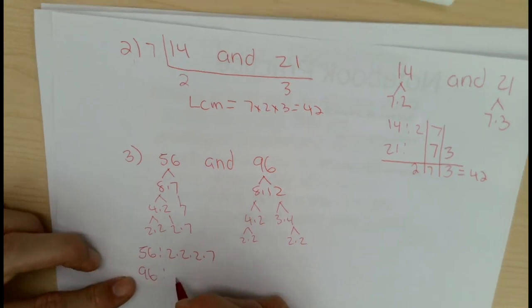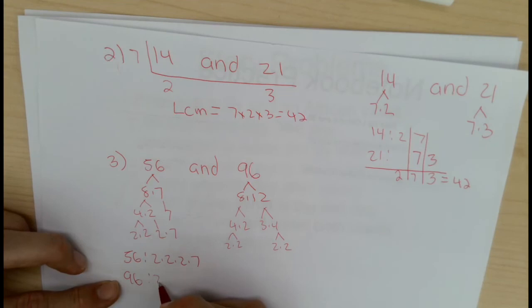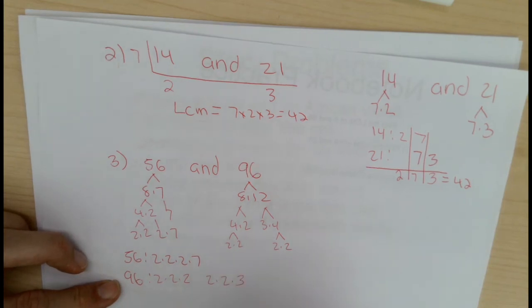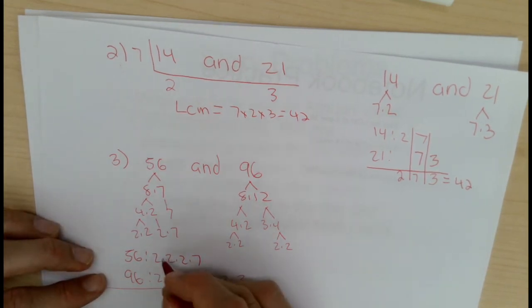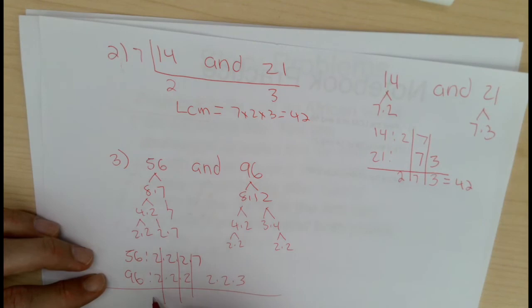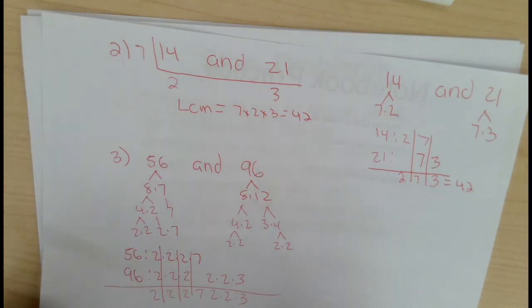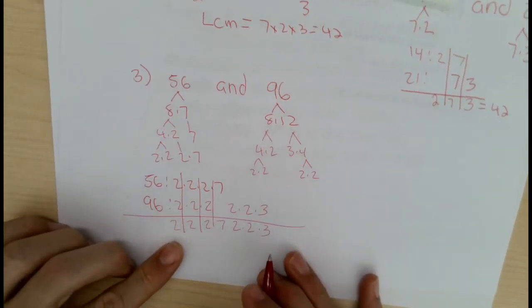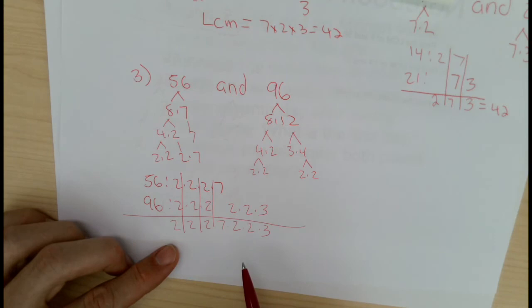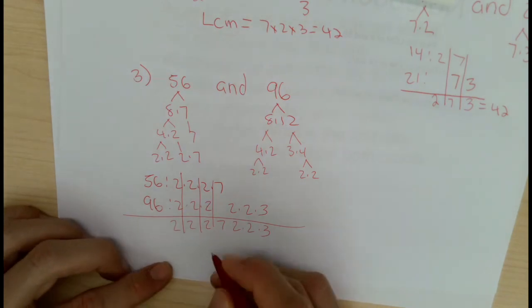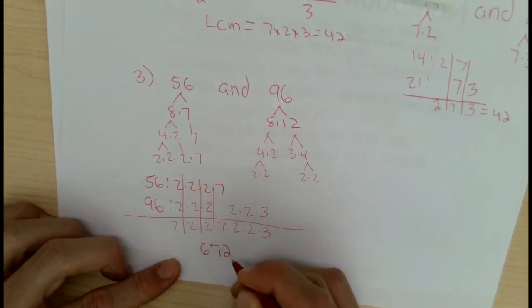Doing the same thing as the last question, I'll line up the ones that match, but the ones that don't match, I'm going to leave a space. Okay? I'm going to bring everything down. Okay, so there I've got a whole bunch of numbers brought down. Just so happens, when I multiply all these numbers together, I get 672.